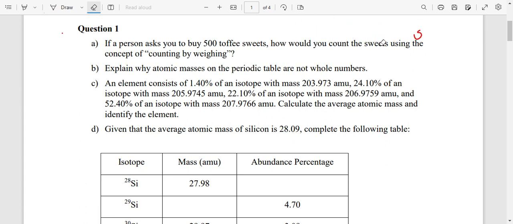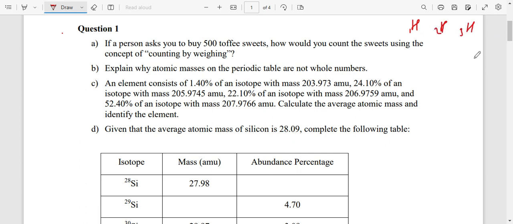Yes. Okay. B. Explain why atomic masses on the periodic table are not whole numbers. Now, because most elements exist as isotopes, say hydrogen itself, you have got hydrogen 1, hydrogen 2, you have got hydrogen 3.